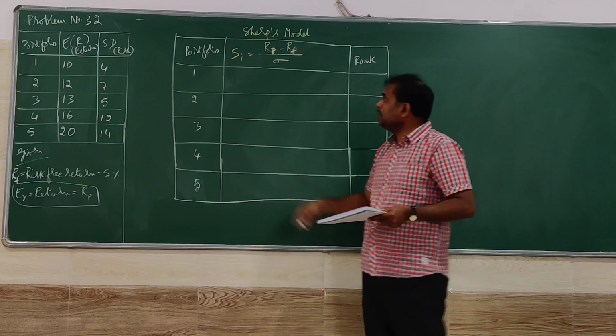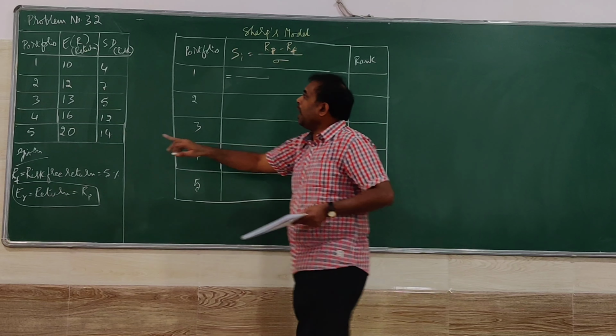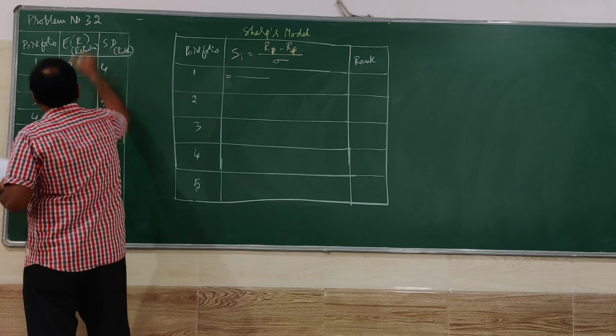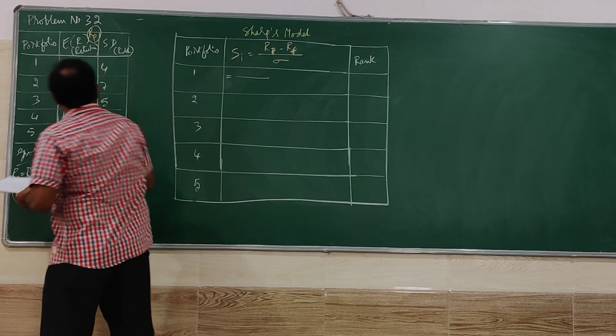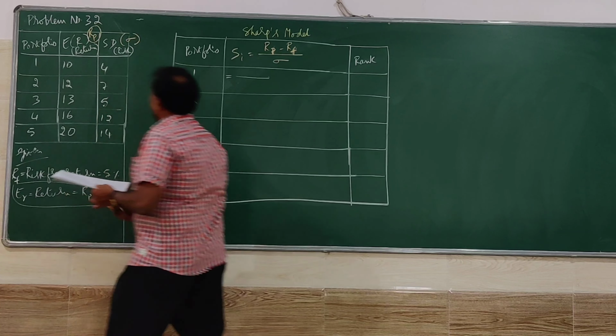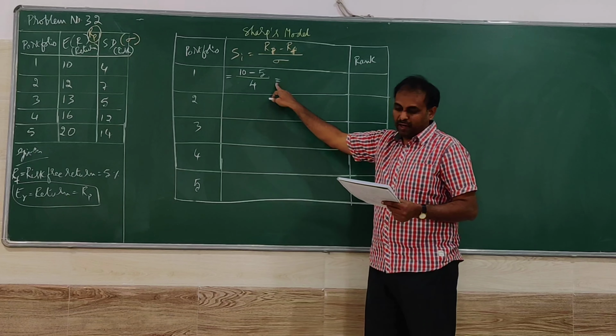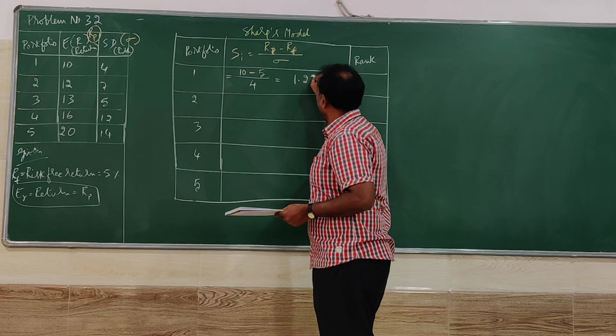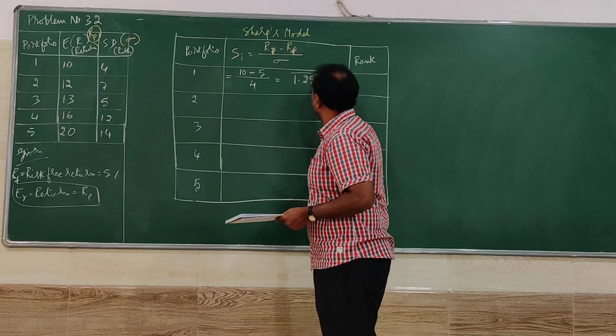So I'll go for individual portfolios. RP minus RF divided by standard deviation. So RP is nothing but the return of the individual portfolio. Standard deviation. So RP for the first one is 10. RF is the risk-free return, that is 5. And standard deviation is 4. So 10 minus 5 divided by 4, 1.25 for the first one.